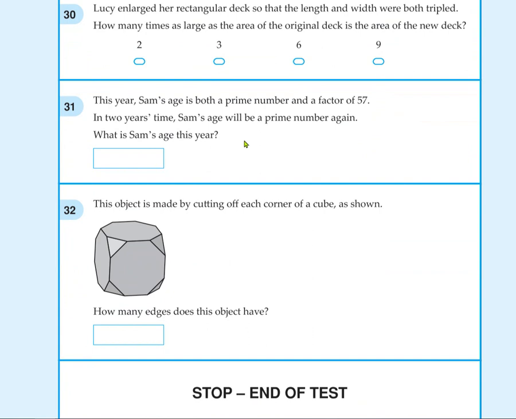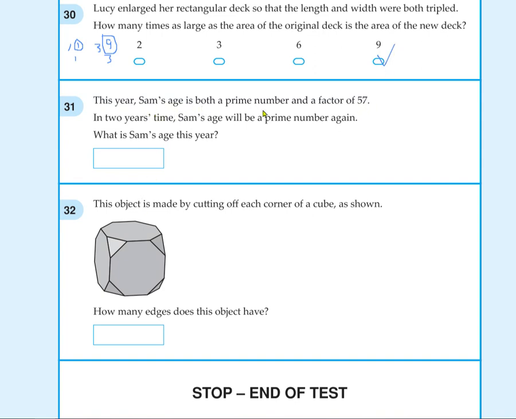All right, Lucy has enlarged her rectangular deck. We'll say that's a bit trickier for your age. Lucy enlarged her rectangular deck so that the length and width were both tripled. How many times as large is it? Well, if it was 1 by 1 and you triple it on both, that means it's 3 by 3. The area will now be 9, whereas before it was only 1, because that's meters squared. So it was 1 meter squared, now it's 9 meters squared, 9 times as big.